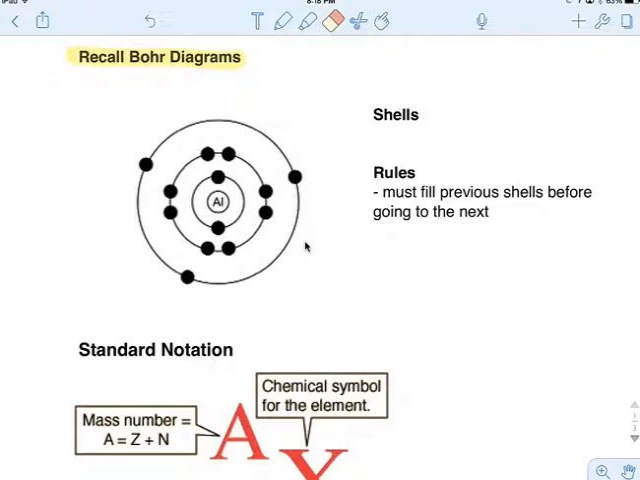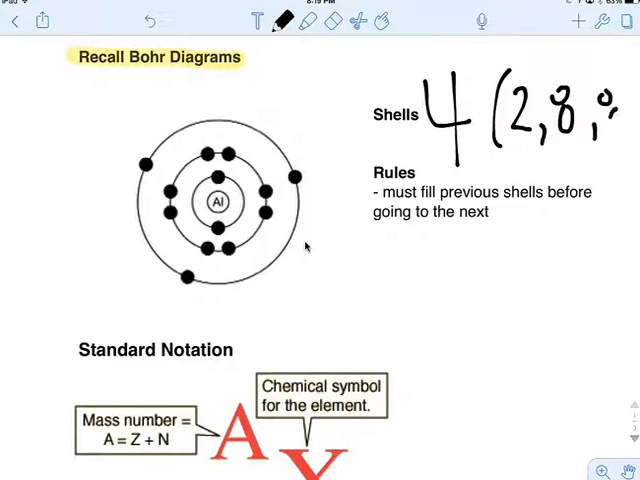All right, for our shells, you need to remember that we have 4 shells total possible, and we can only put 2 in the first, 8 in the second, 8 in the third, and 2 in the last. Okay, so that's important for you to remember.